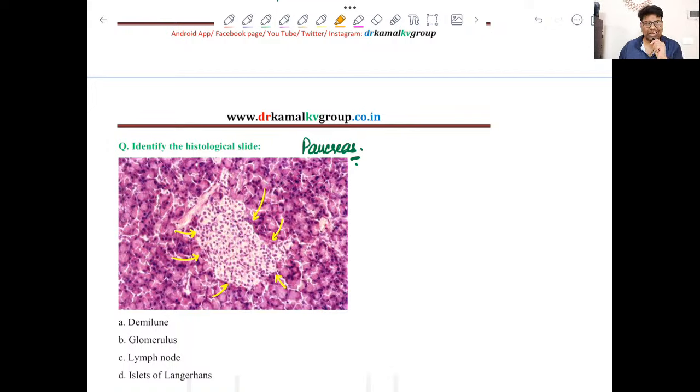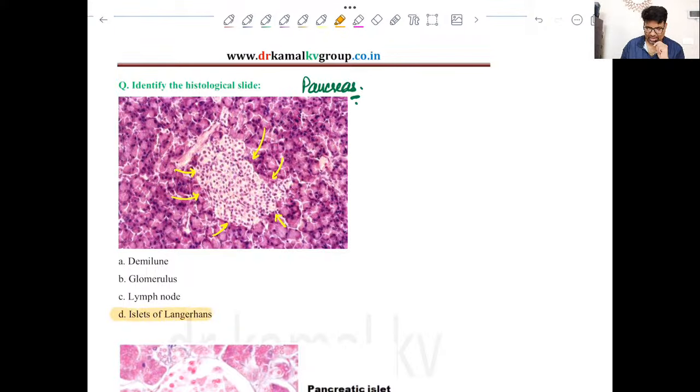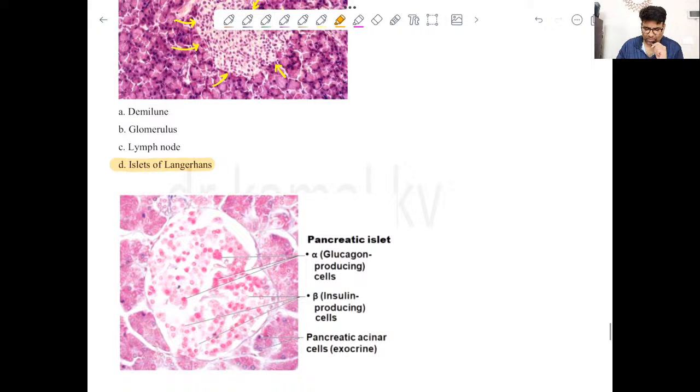Beta cells secrete insulin. Now I think you should be able to answer it. What is this? Yes, anyone? Very good, Ravi. This is islets of Langerhans. And if you see the darker cells, these are the alpha cells which secrete glucagon. And if you look at the lighter cells, these lighter cells are the beta cells, and these beta cells secrete insulin.